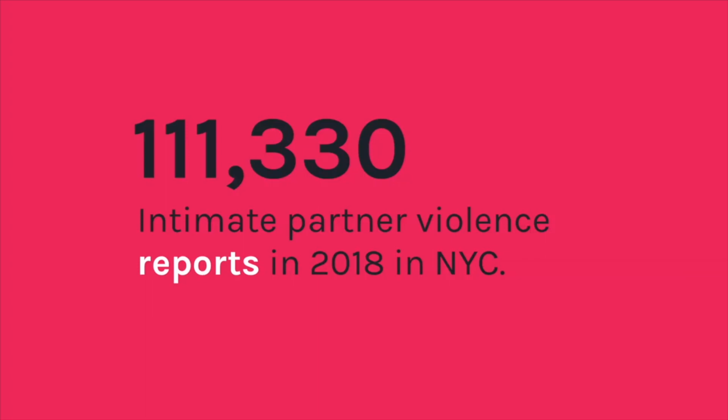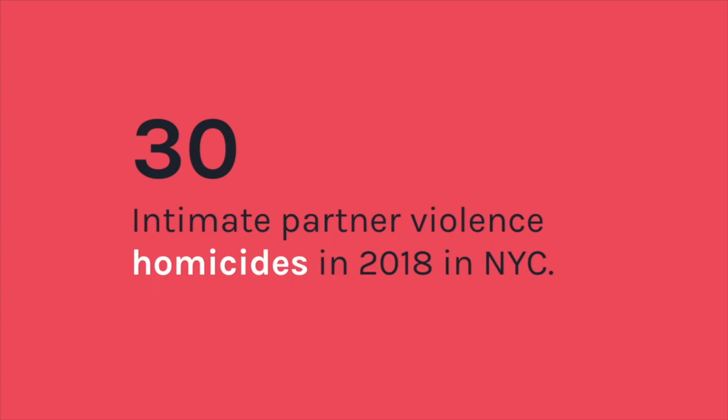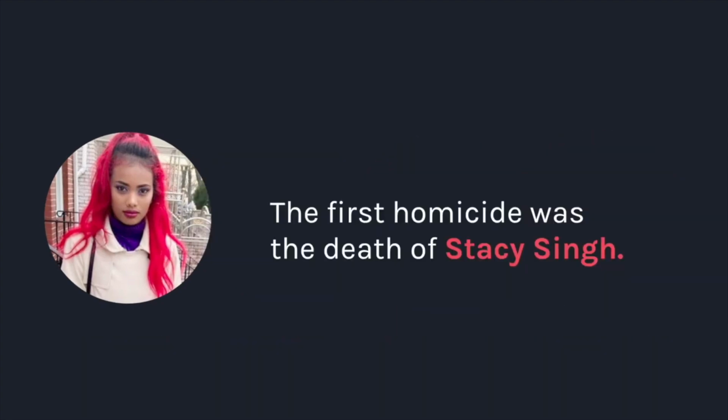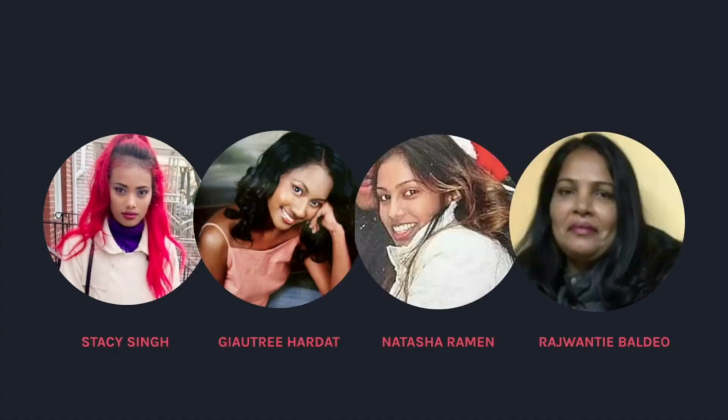Last year, in New York City, there were over 100,000 intimate partner violence reports. And there were 30 intimate partner violence homicides. The very first happened on New Year's, and it was the death of Stacy Singh, who was murdered by her husband. She was a young mother, and she was one of several domestic violence-related murders in the Indo-Caribbean community.